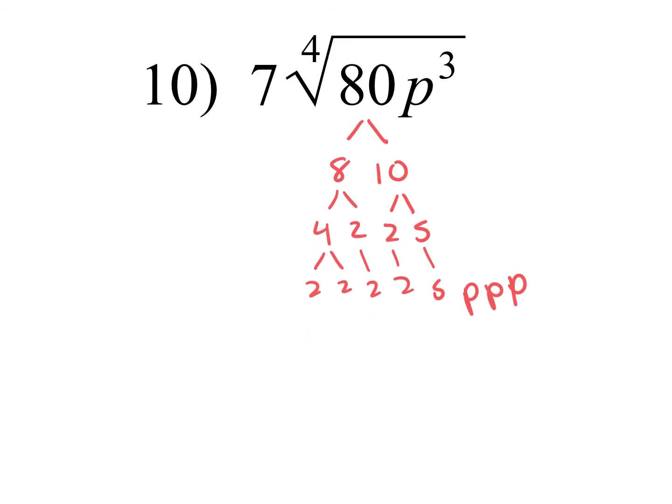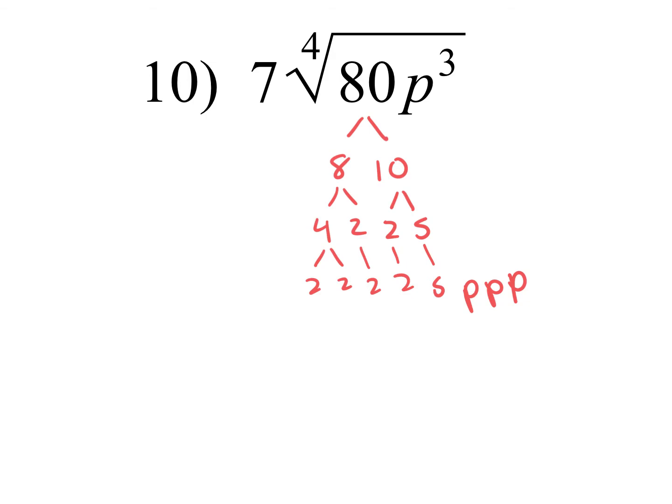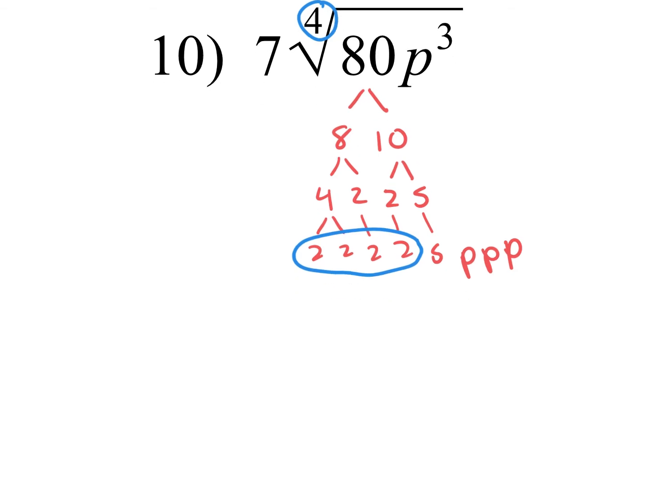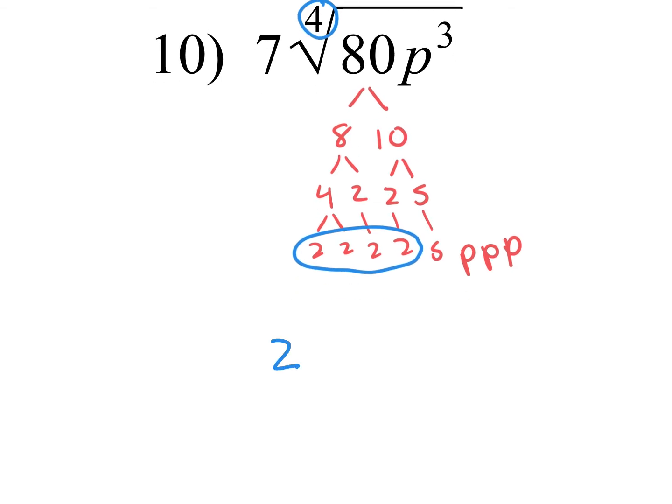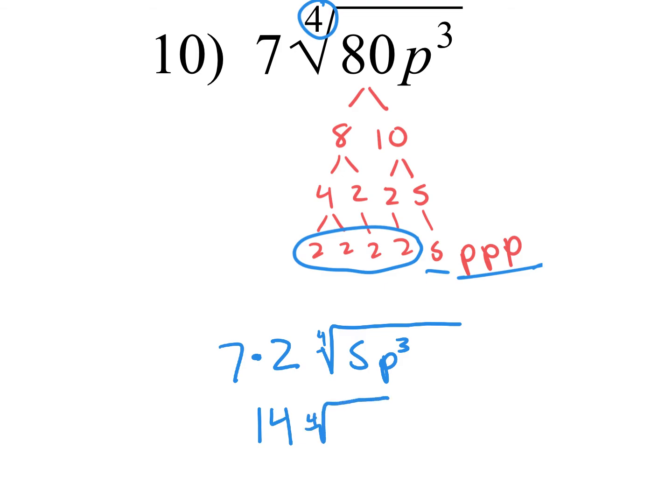What comes to the outside? I circle 4 of the 2's because my index is 4. So what comes to the outside? A 2. And I already had a 7 on the outside, so it'll be 2 times 7 on the outside. What stays on the inside? 5p cubed, because I have 5 and 3 p's. And then don't forget you need your index there. And then what do I do if I take out a number and I already have one on the outside? Multiply. So this becomes 14. The fourth root of 5p cubed, our index of 4.